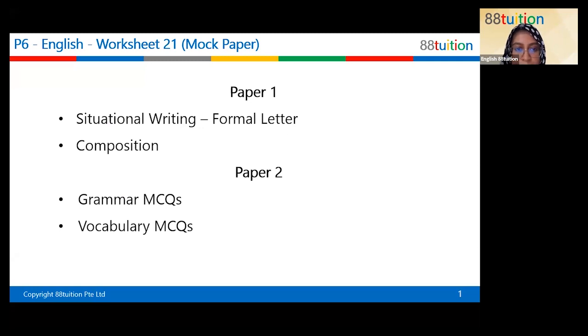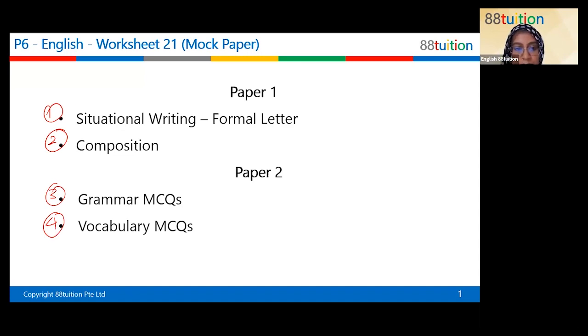Okay, let me start. Today we're going to cover paper 1 and paper 2, the grammar and vocab MCQ components. But for paper 1, we're going to cover both the situational writing and composition. We already covered this in all our previous lessons so far on paper 1 and paper 2, so let's just do the practice and see how things are for you. We'll cover situational writing, and then composition, grammar, and vocab. So four things to cover today.